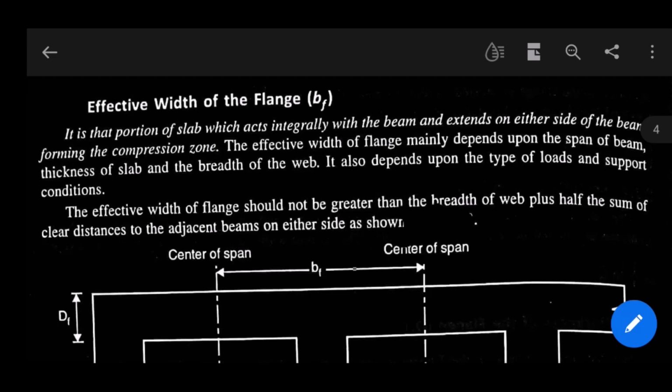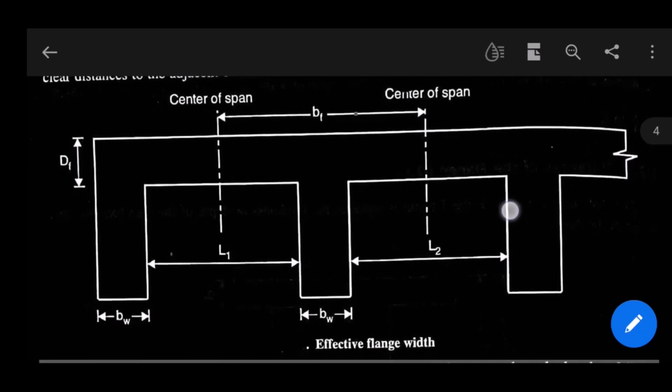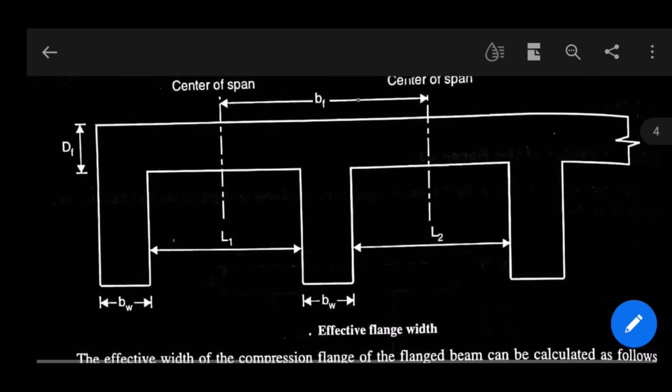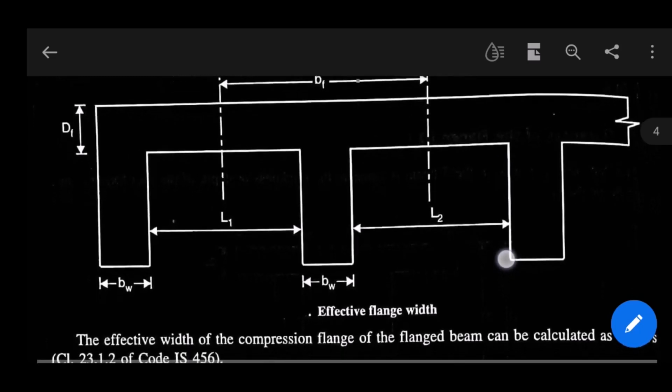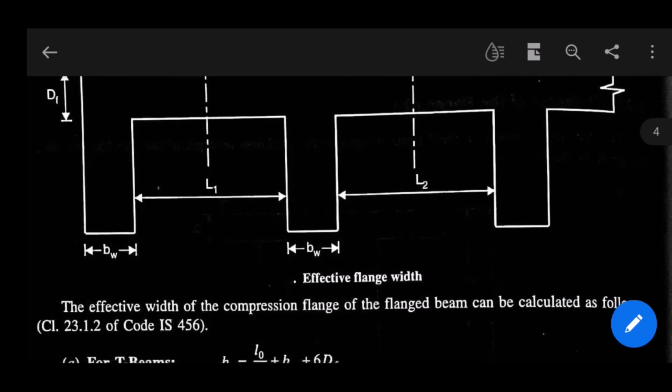Now the effective width of flange should not be greater than the breadth of the web plus half the sum of clear distances to the adjacent beam on either side, as shown in the figure. Okay. Now the effective width of the compression flange of the flanged beam can be calculated as follows. Okay, a T-beam is also called a flanged beam because it has a flange portion. That head of the T is called the flange.